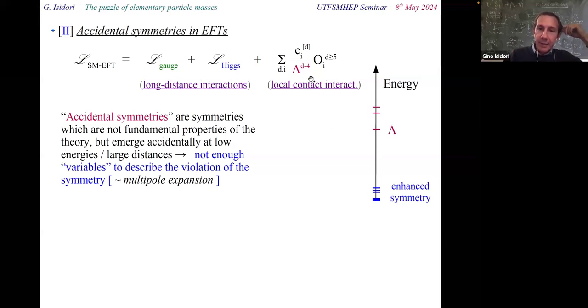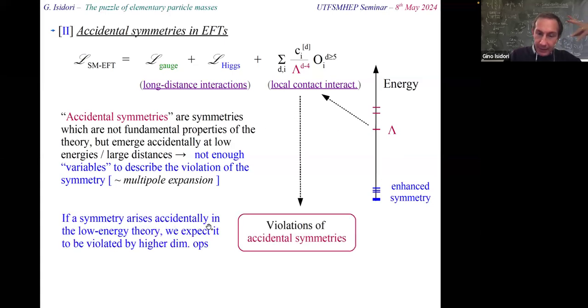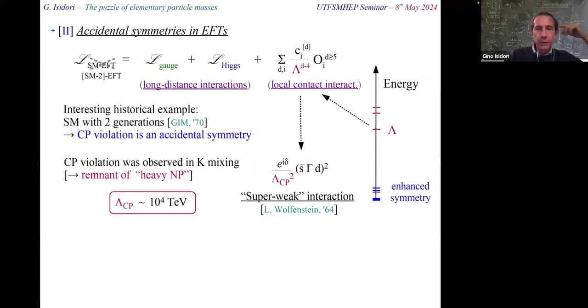So if the symmetry is violated by some new degrees of freedom that appear at higher energies, then this violation should be present in the contact interactions. If the symmetry is only accidental and not exact, you expect to see it via the contact interactions, the higher multipoles. And that's exactly what happened in history many times. Actually, in the building of the standard model, we used this concept. And I think it is interesting to illustrate this with a historical fact.